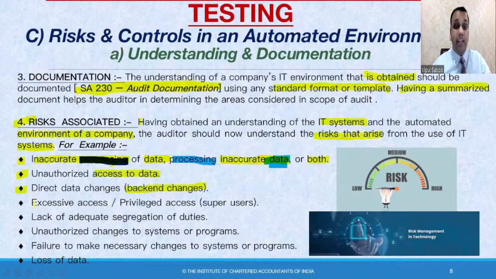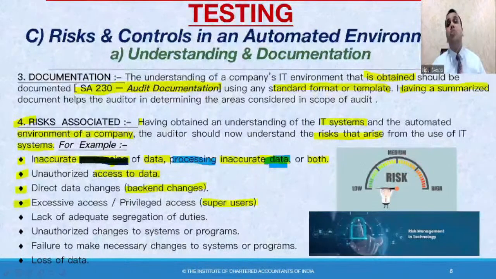Then excessive access or privileged access, super users. An employee is in a position where he cannot enjoy a particular level of access, but he or she is still enjoying that access to different operations of the organization. This is called privileged access, super users, or access excessive to their post.